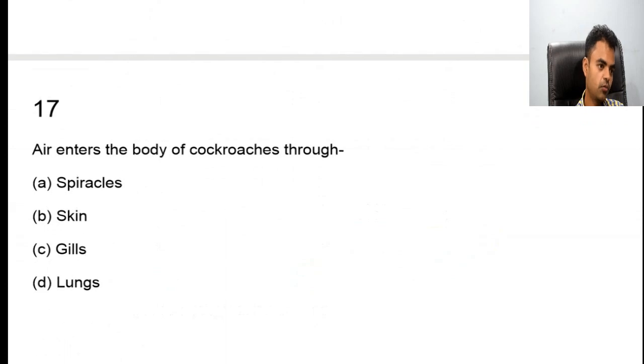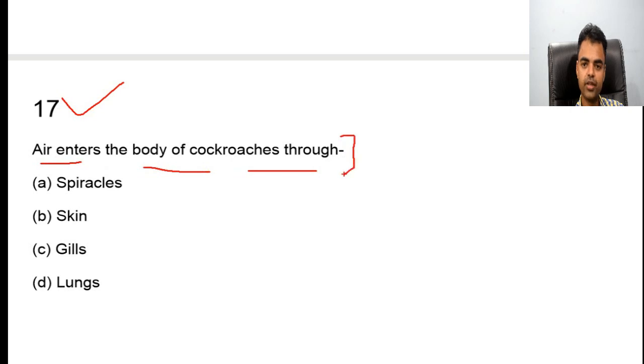Now let's talk about question number 17. Let's first understand the question. Air enters the body of cockroaches through. There are many types of living beings present on the earth. They are taking breath in different ways. We are taking breath through our lungs, right? And what about the cockroach? Cockroach takes breath from spiracles, right? Option A is the correct answer.